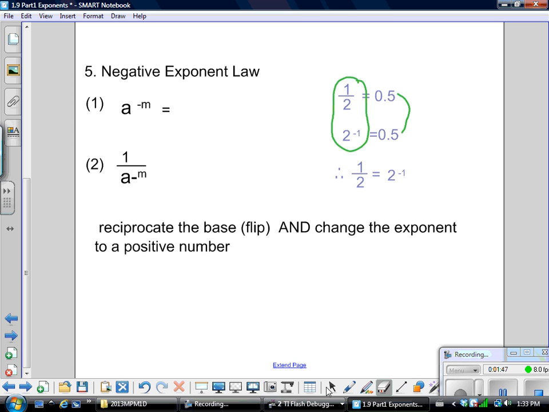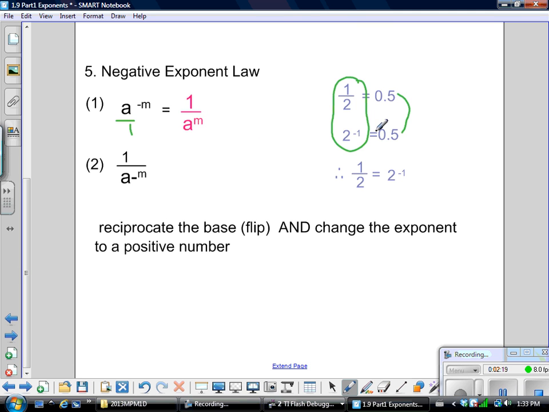So the way it works with negative exponents is we take the base, in this case it's a, and we reciprocate it. So we flip the base, so because this is right now a over 1, I flip it, so it becomes 1 over a. Now you just can't flip things and not do anything else. So it flips it, and the exponent here then changes to a positive.